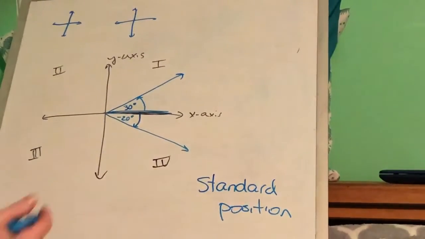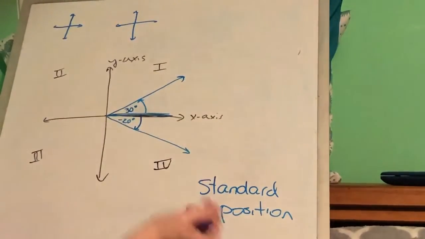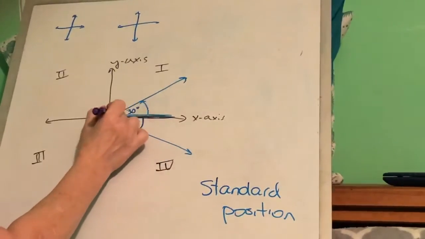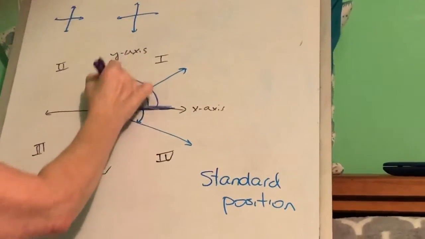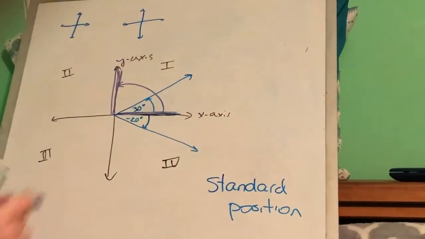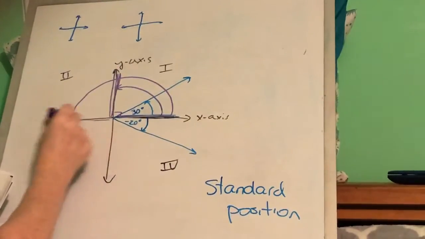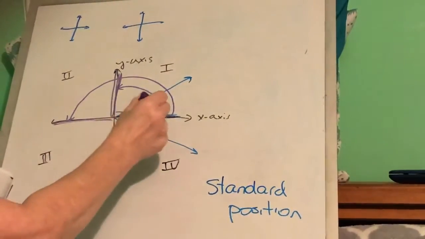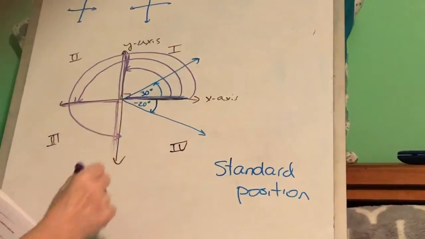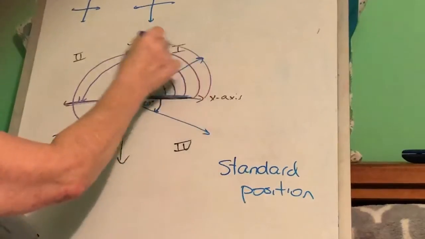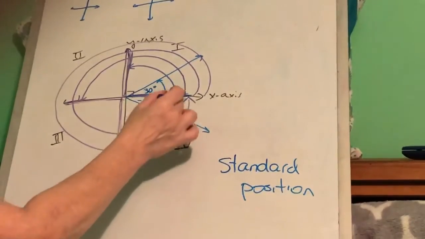Now what if I want to draw a 90-degree angle? I've started at my initial side, and we're coming up here 90 degrees, and look what happens. I actually end up on the y-axis. That's a 90-degree angle. Or I might draw a 180-degree angle. I'll end up on the x-axis again. Or I may even draw a 270-degree angle, which again ends on the y-axis, or possibly even a 360-degree angle. That made a whole circle, and that ends back on the x-axis.